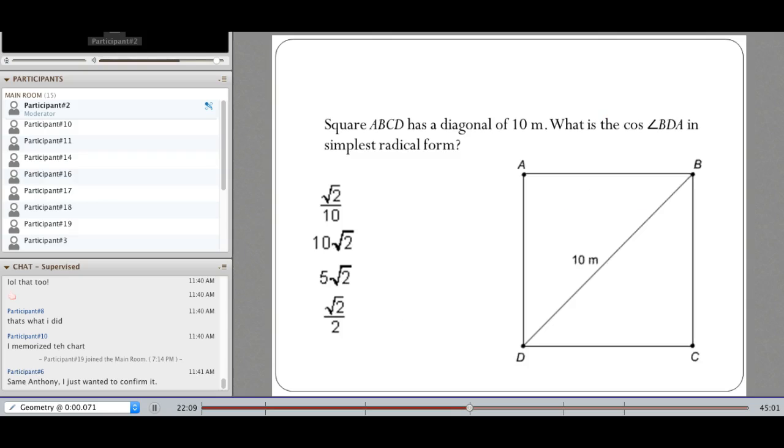All right. Square ABCD has a diagonal of 10 meters. What is the cosine of angle DBA in simplest radical form? Okay, so let me throw some time up here on the whiteboard. I'll give you a couple of minutes again, and then I'll take some volunteers.